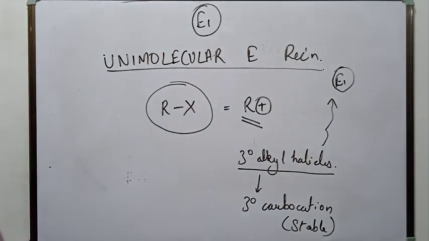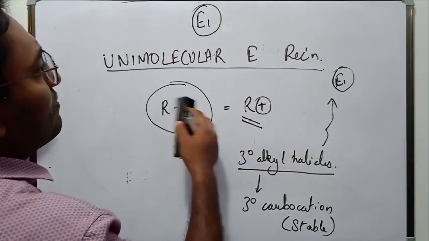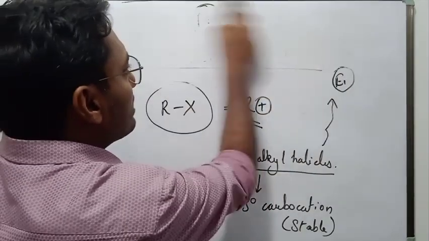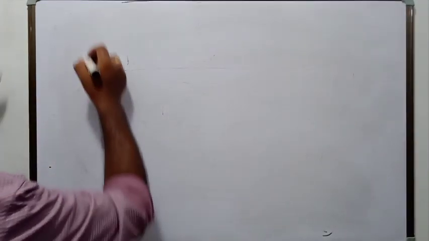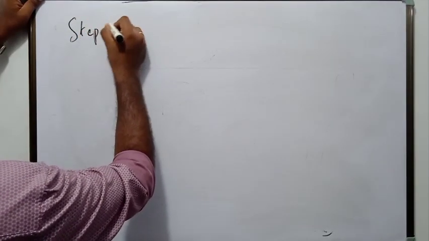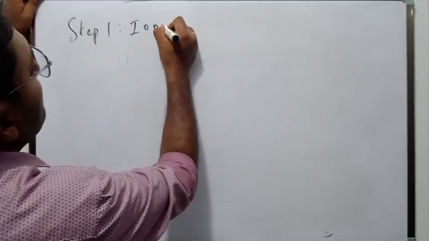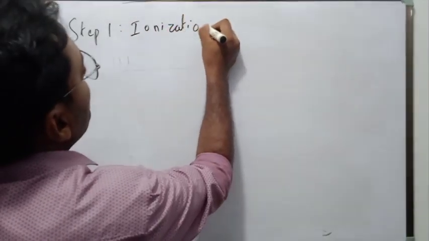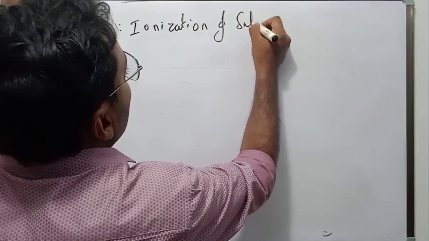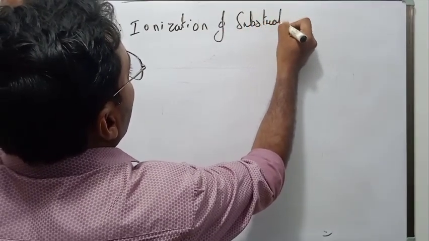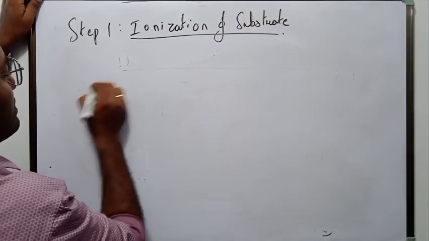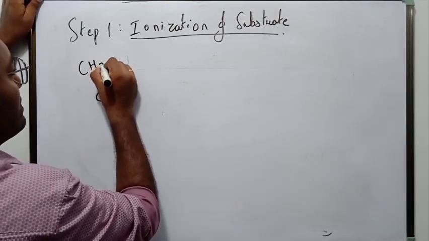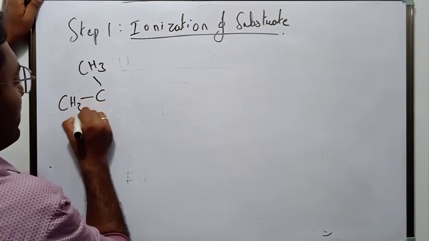Now, to understand what the E1 reaction is, let us go to the mechanism itself. There are two steps in the mechanism. Step number 1, ionization of the substrate. So we are going to draw a tertiary alkyl halide. So this is our tertiary alkyl halide. I draw 3 CH3, tertiary butyl chloride.